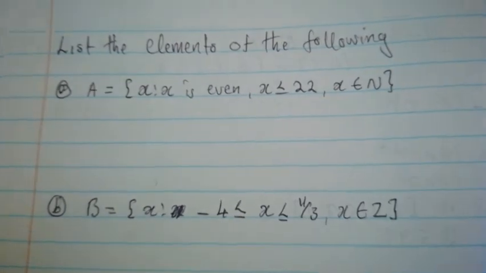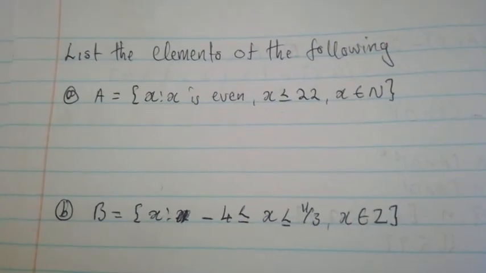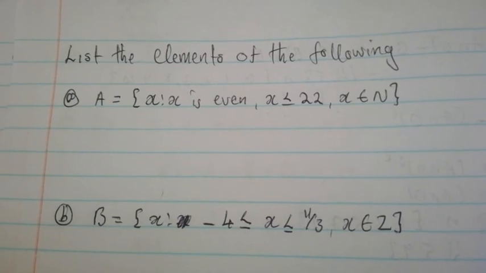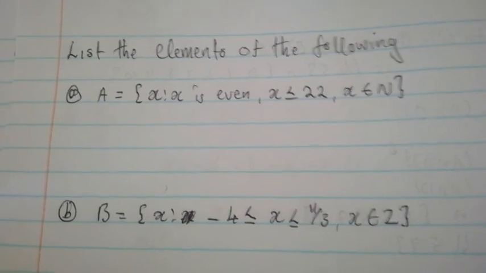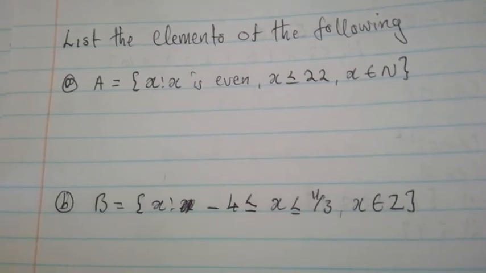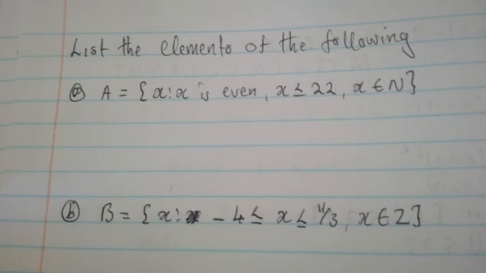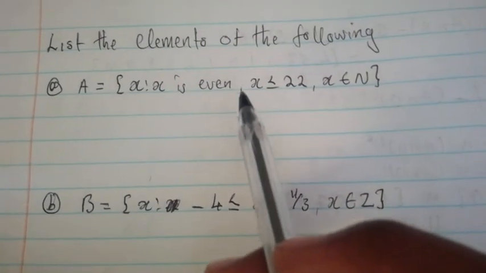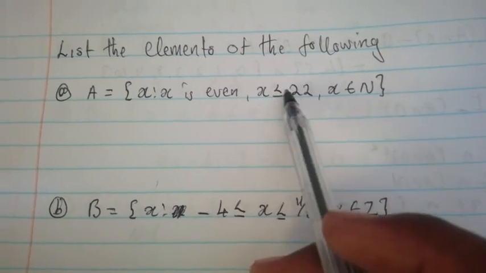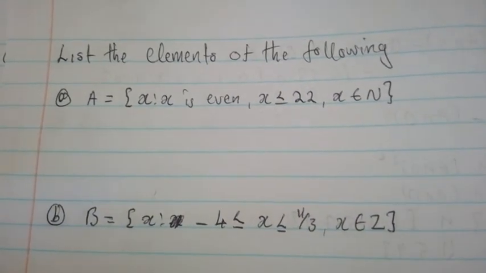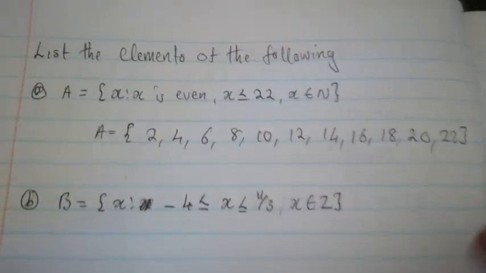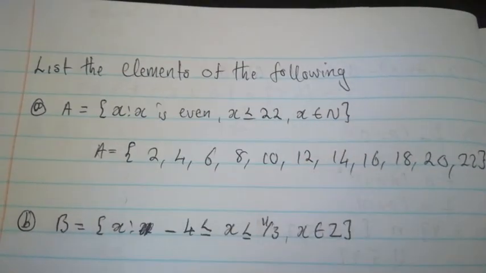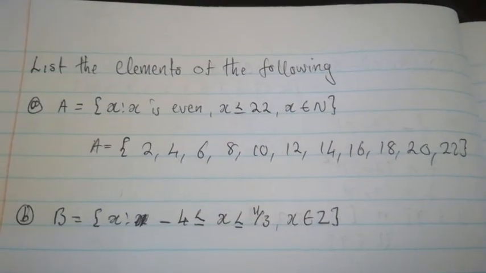So our first element will be 2. 2 is the first even natural number. Then the next ones will be 4, 6, 8, 10, 12, 14, 16, 18, 20, up to 22. We won't go beyond 22 because we've been told that x is less than or equal to 22. So let me list the elements. Here we go. This will be our set A, with the elements defined by the set builder notation we've been given.